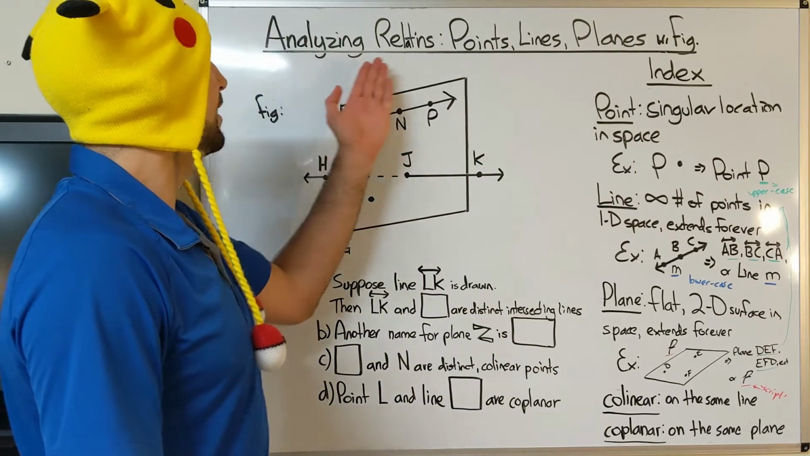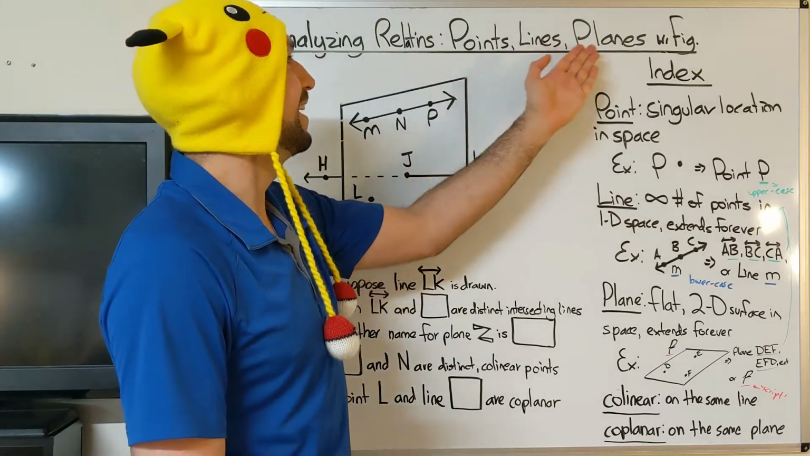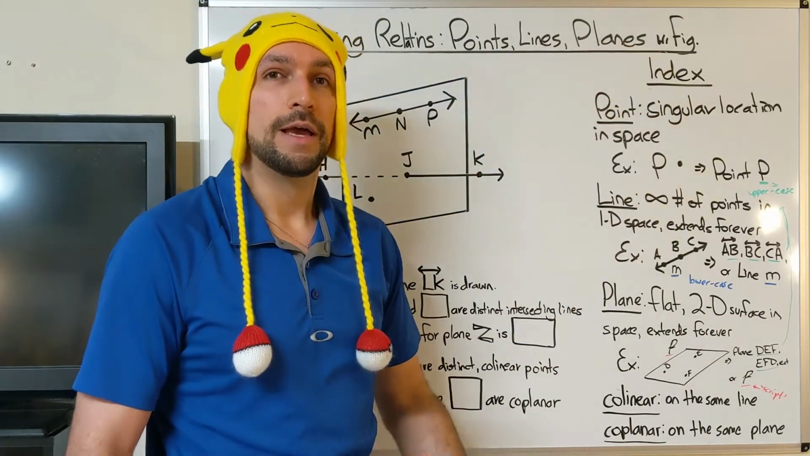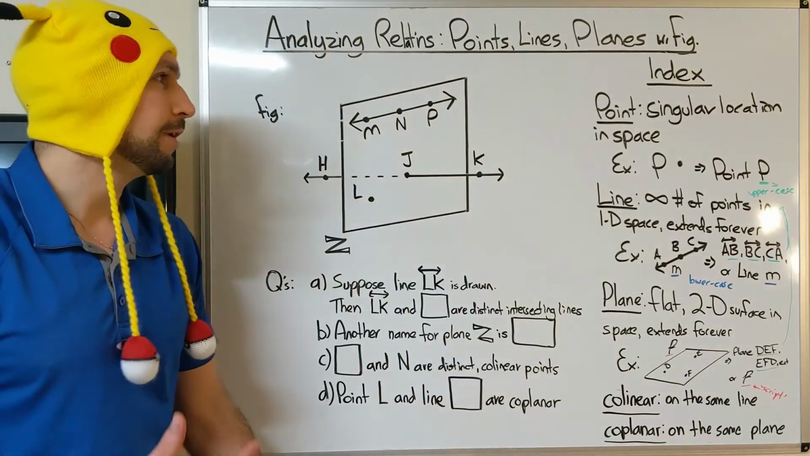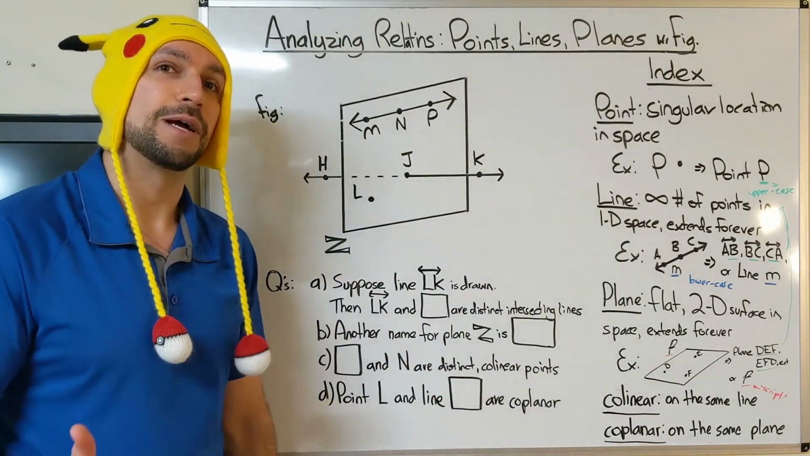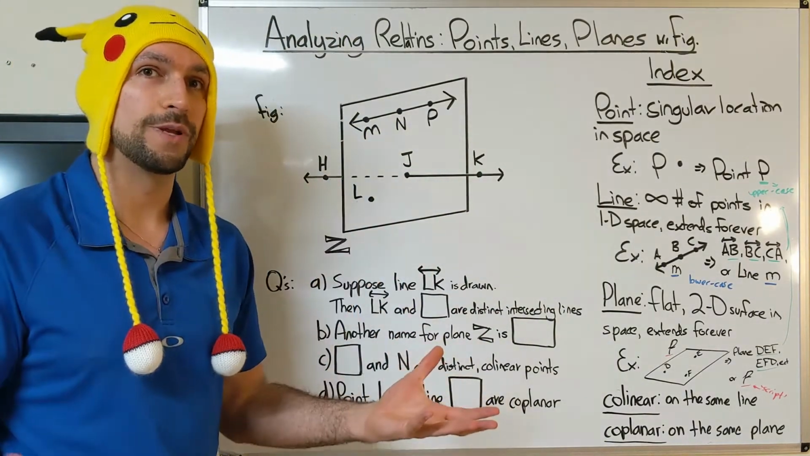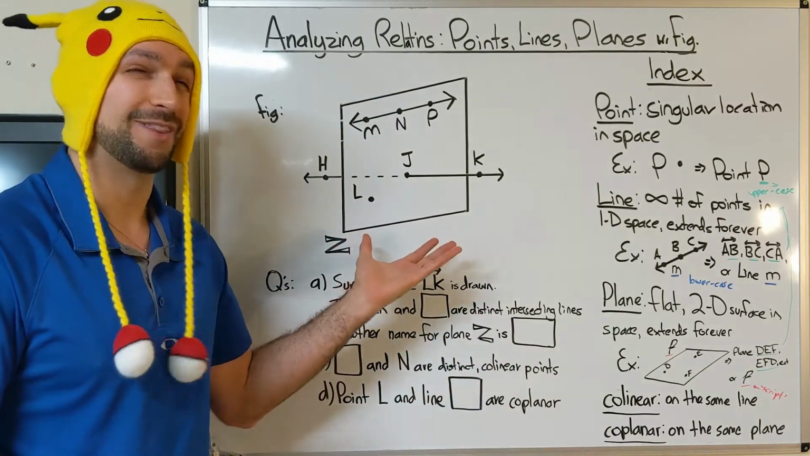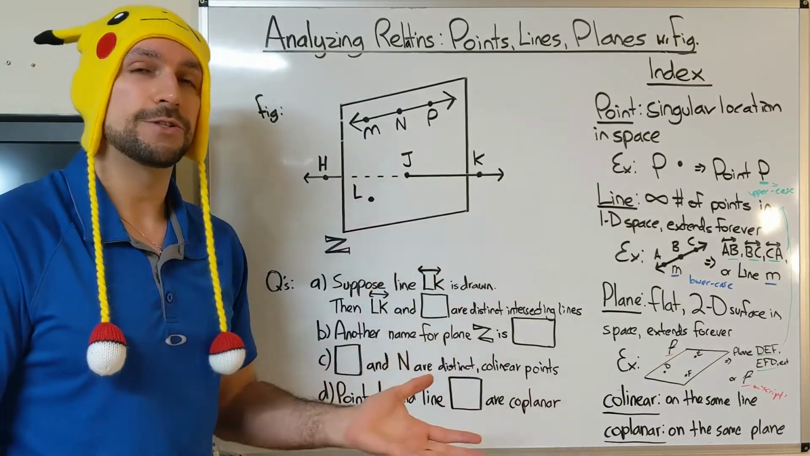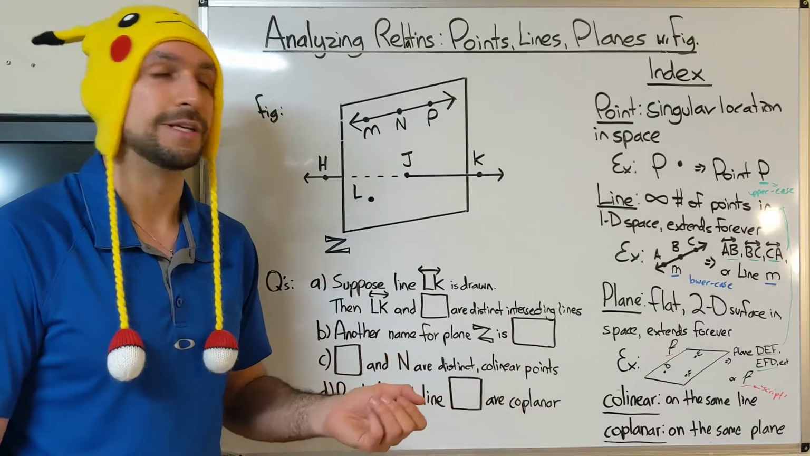Today we'll be looking at analyzing relations between points, lines, and planes when given a figure. Now this is a lot of information, so we're going to break it down step by step. The first thing we need to know before we do anything with this giant figure with lots of little parts is understand what those parts are and how to name them.